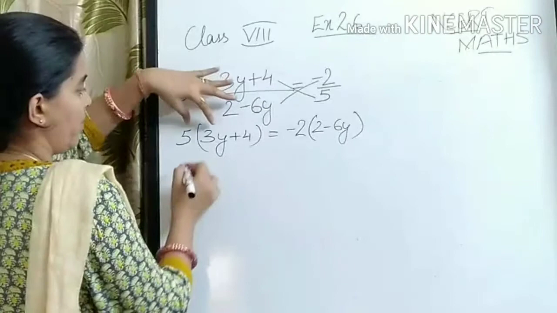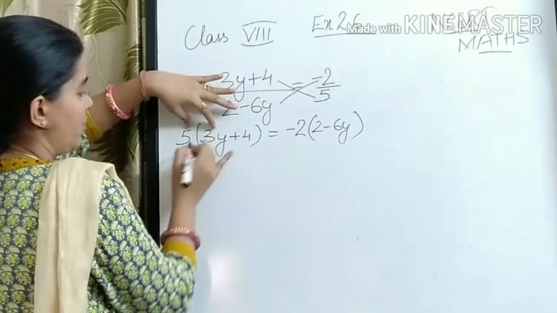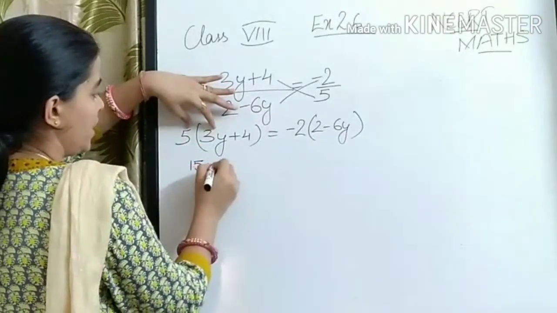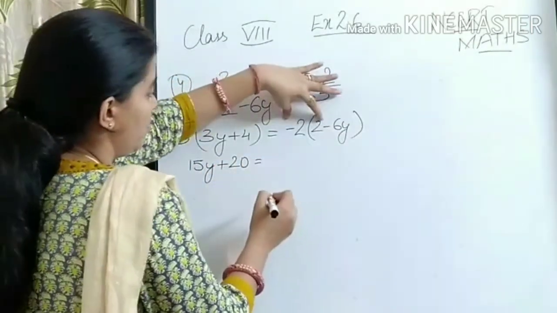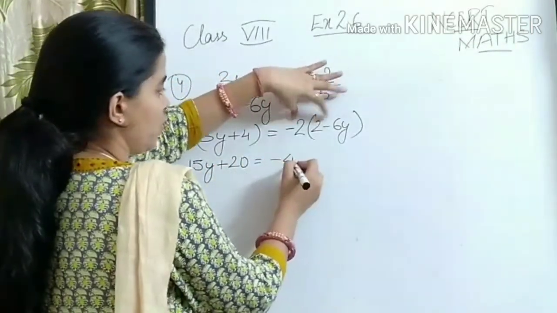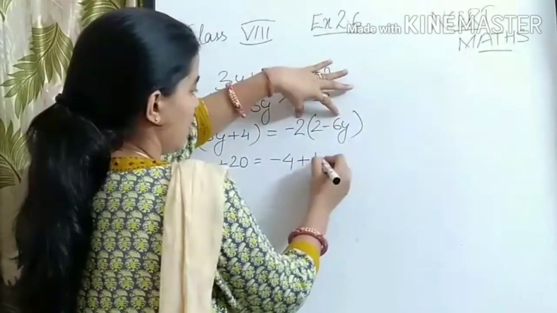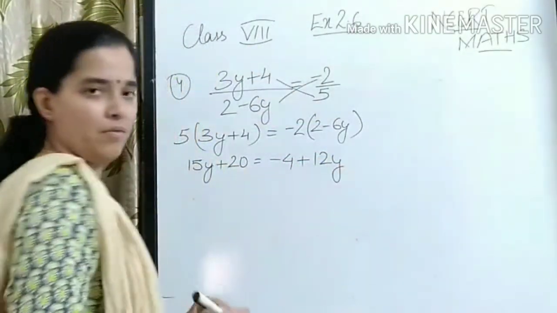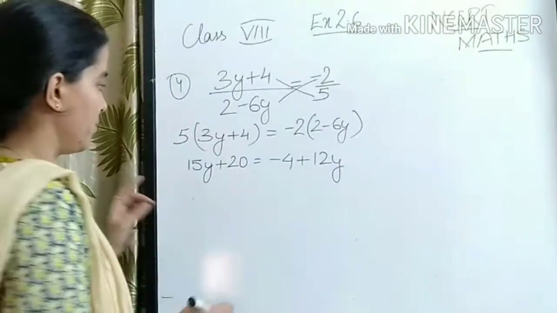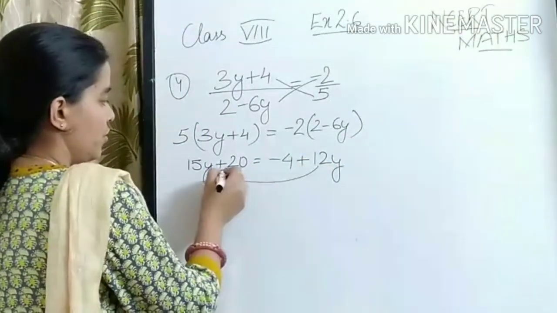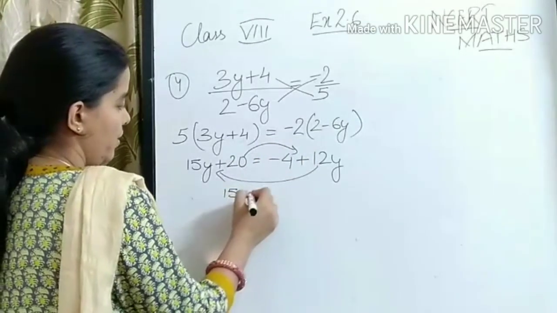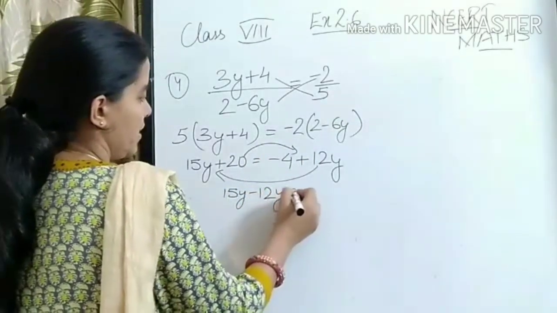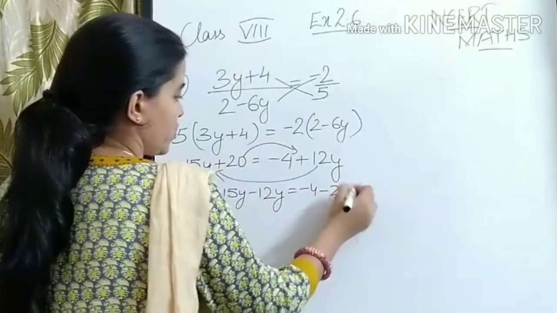Now just open up the brackets by multiplication. 5 multiplied by this will be 15y plus 5 4s are 20 is equal to minus 2 and 2 will give minus 4, minus 2 and minus 6 will give us plus 12y. Now just take the like terms on one side. You take it here and this will go on that side. So it is 15y minus 12y is equal to minus 4 minus 20.